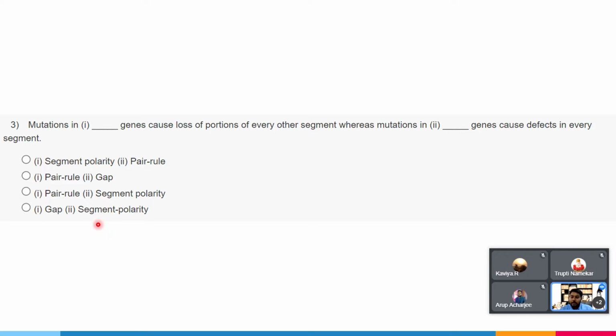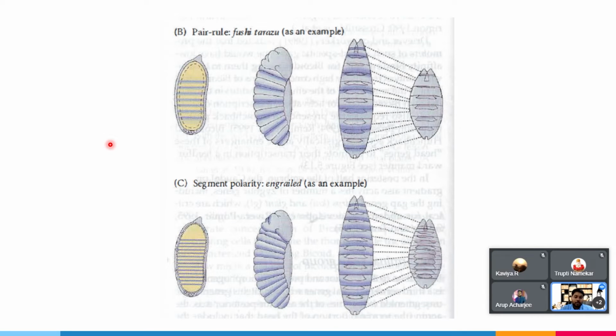Kavya has also already tried answering it, and she says it is option C. That is, mutations in pair rule genes cause loss of portions of every other segment, whereas mutations in segment polarity genes cause defects in every segment. Okay, so does someone else want to try and answer this? Okay, so let us move on to the solution slide.